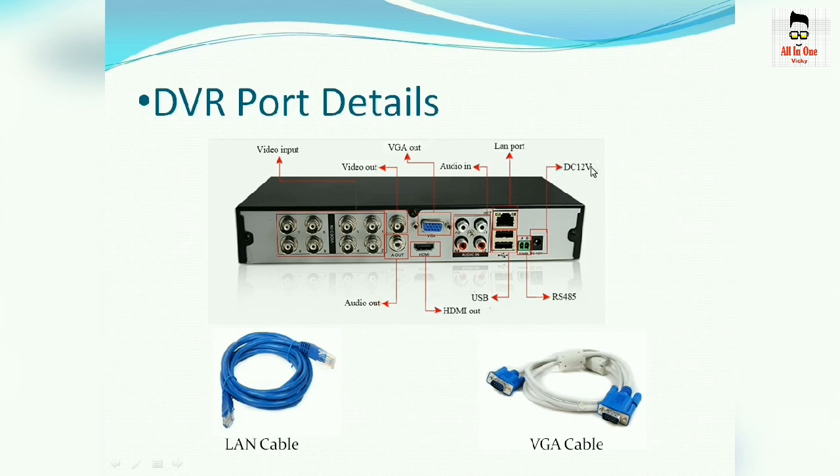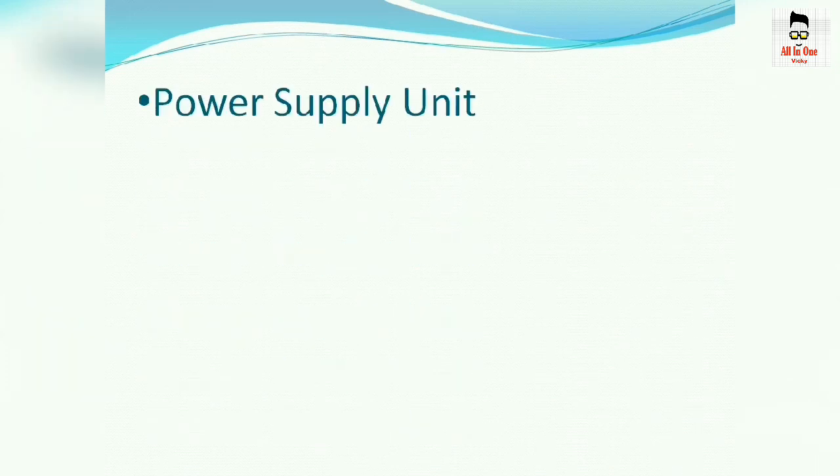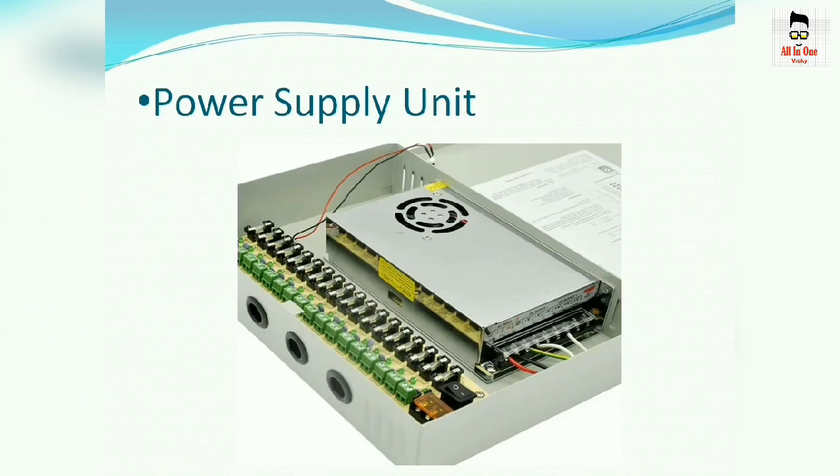Okay, DC 12 volt power supply is given to the DVR to run it. The next point is the power supply unit. As you can see here on the screen, it is a manual power supply, and this one is the on/off switch. These are the two inputs, where you can connect your camera power cables. One will be the positive, one will be the negative.